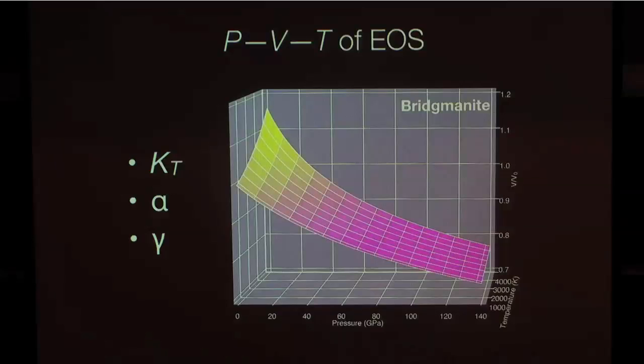If you think about setting up a plane that is parallel to the PT plane, at 0.9 for example, you get an intersection between this plane and the horizontal plane. Then you will get a curve, right? And the slope of that curve is related to the Gruneisen parameter. Great. So you master the thermodynamic PVT equation of state. All right?